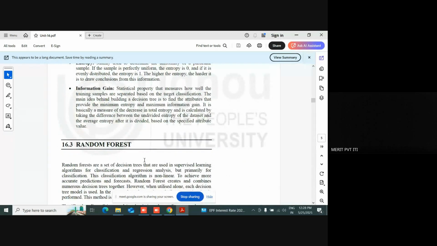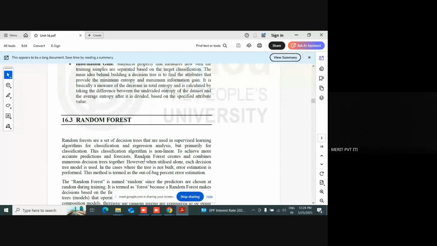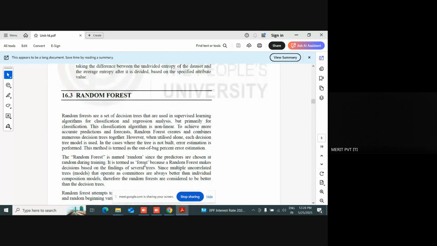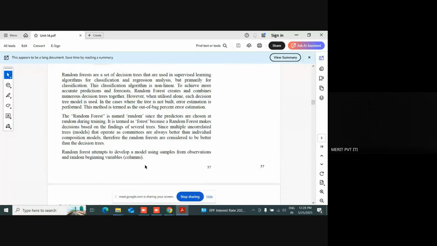Random forest also comes from this, which you have done earlier. Random forests are a set of decision trees used in a supervised learning algorithm for classification and regression analysis, but primarily for classification. This classification algorithm is non-linear. To achieve more accurate prediction and forecast, random forest creates and combines numerous decision trees. Random forest is named random since the predictions are chosen at random during training. So that's why it is called random forest.